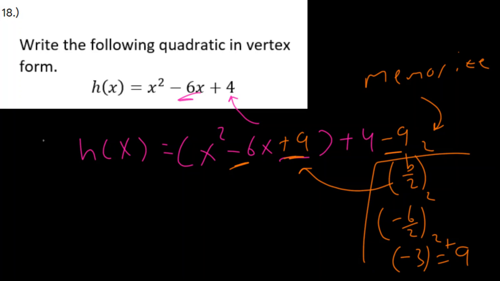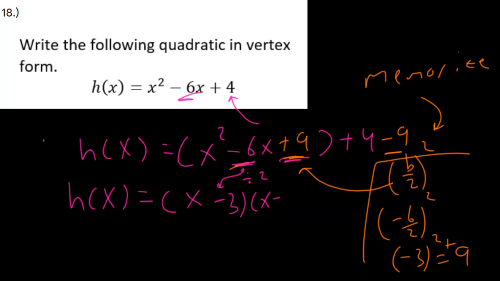Now, of course, this is going to lead us to this. H of x is equal to parentheses x, and notice you're asking yourself what two numbers will add up to be -6 and multiply to be +9. Well, of course, it's always going to be half of our b term, so -3. And remember, it's x minus 3 times x minus 3. Now, of course, 4 minus 9 will give us -5.